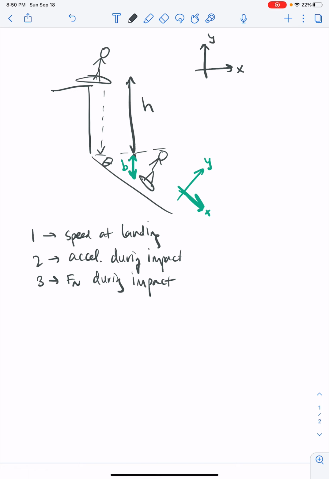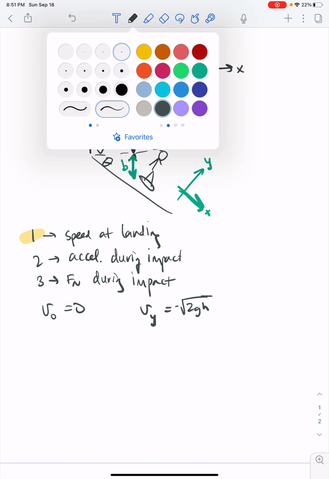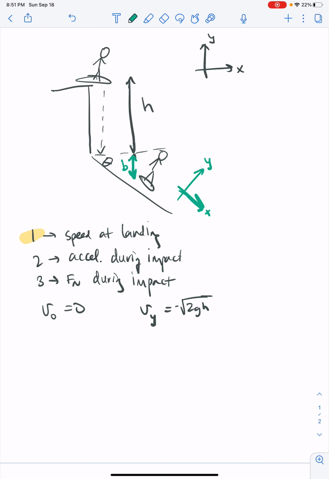Okay, so first, the speed at landing. This is a pretty straightforward kinematics problem that you've solved before. I'm just going to point out that their initial velocity is 0. This is now just a one-dimensional kinematics problem where their acceleration is g. So the Vy at the end of that drop is just negative square root of 2gh. Now this is in that black coordinate system, x and y, that are not rotated.